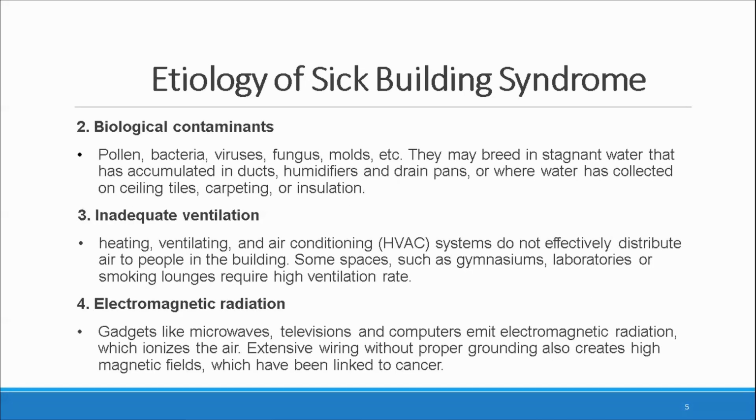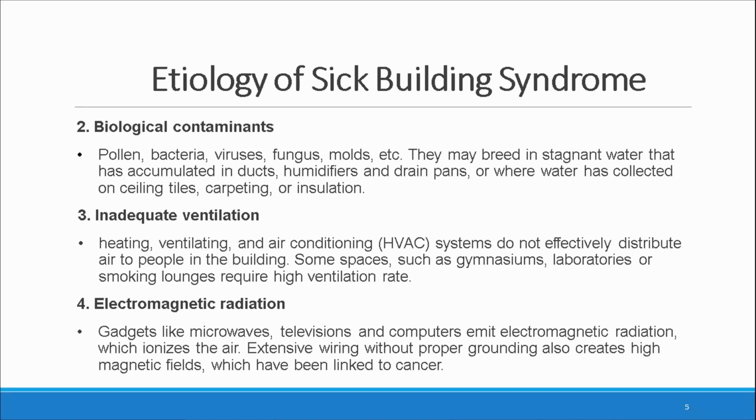The second would be biological contaminants, where pollen, bacteria, virus, fungus, mold, etc. They may breed in stagnant water that has accumulated in ducts, humidifiers, and drain pans, or where water has collected on ceiling tiles, carpet, or insulation.